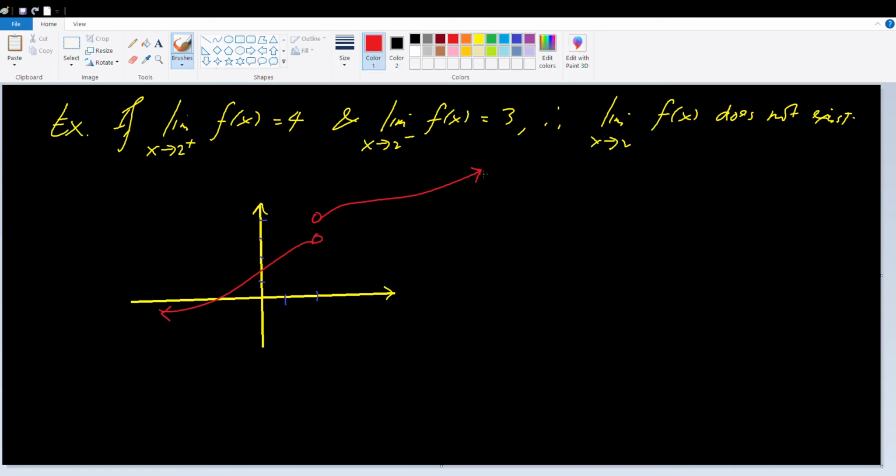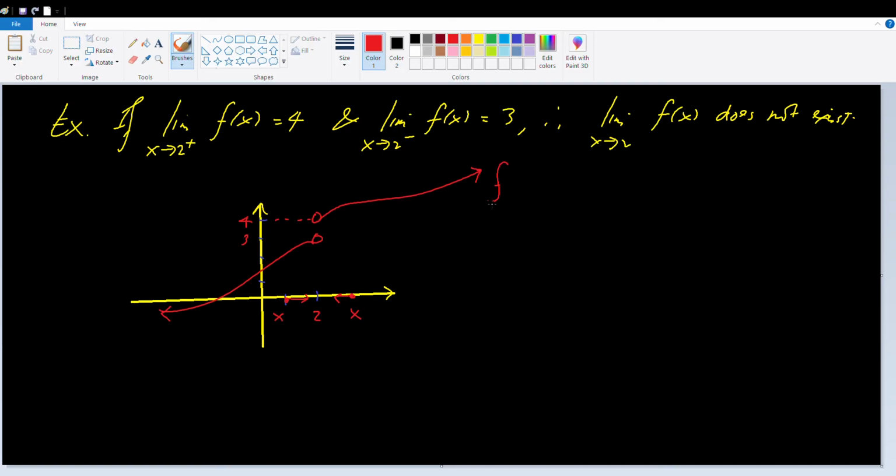Okay? So supposing that is your f. As x approaches the number 2 from the right, the value of f that is being approached is the number 4. As x approaches 2 from the left, it approaches the number 3. So there is no common endpoint for the interval from negative infinity to 2 and from 2 to positive infinity. They do not meet at a common point. So therefore, there is no limit as x approaches 2.